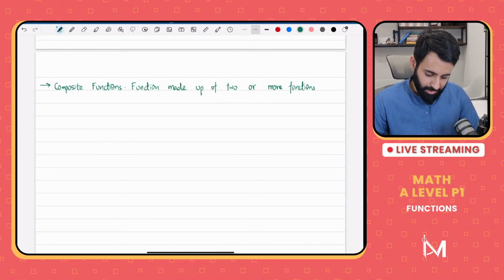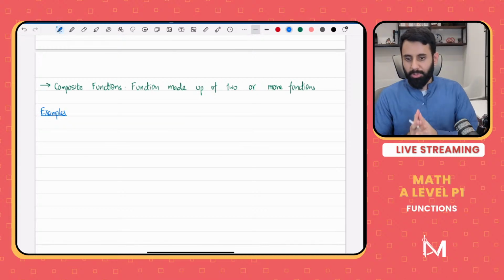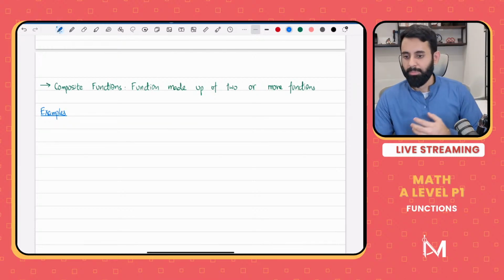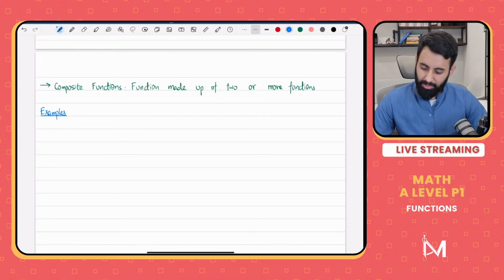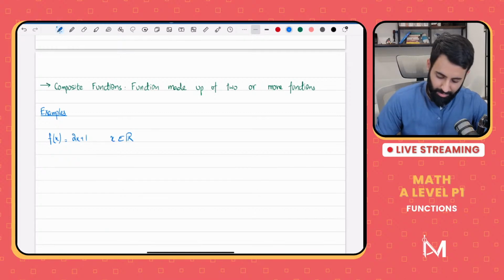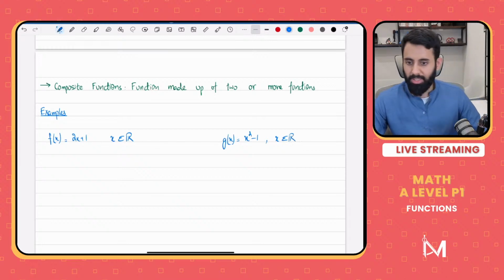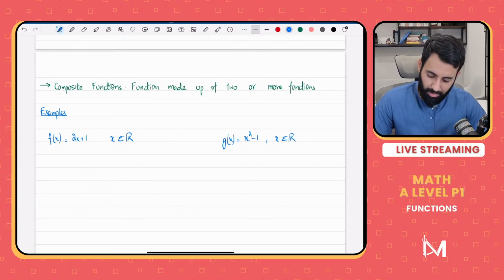Okay, so let's do a few examples before we dive into past paper questions. What you do is you take two functions, you merge them into one by plugging in one function into the other. For example, let's say you have f of x equal to 2x plus 1, and x belongs to the set of all real values. And then let's say you have another function, g of x, which is x squared minus 1, such that x belongs to the set of all real values. So there is no restriction in the domain. You can plug in all values of x.